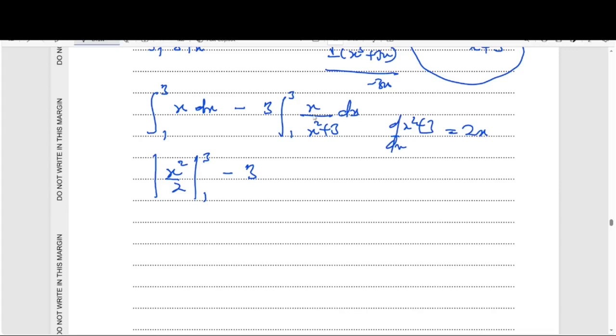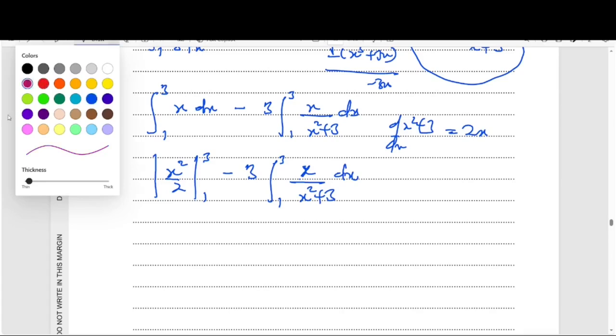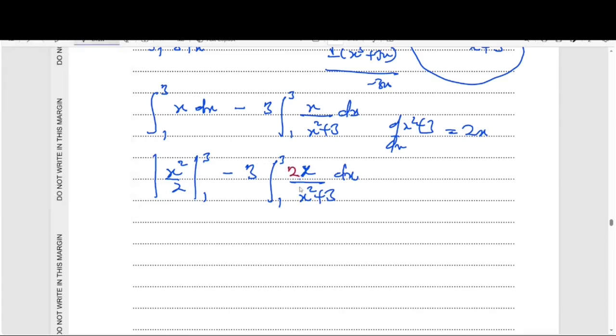But that's not the same thing as the numerator. So we need to manipulate the numerator to get 2x. So I'm going to rewrite the integrand as 3 times the integral from 1 to 3 of x over x squared plus 3, because I want to manipulate it so that the numerator becomes the differential of the denominator, and the differential of the denominator is 2x. I'm going to write 2 over here with a different color so that the differential of the denominator gives you the numerator.